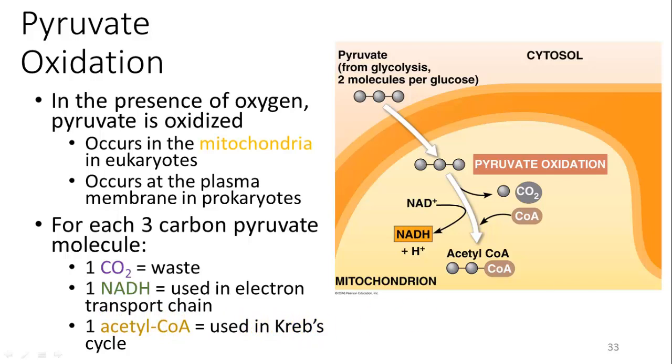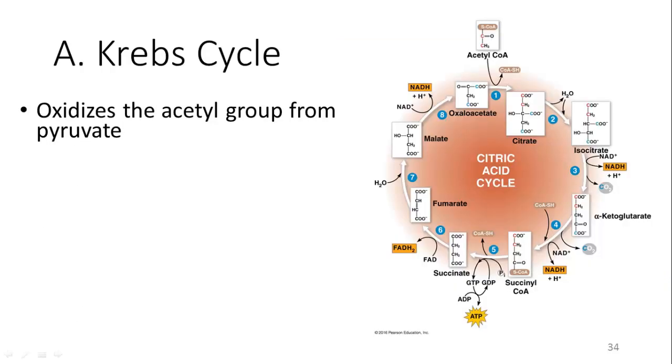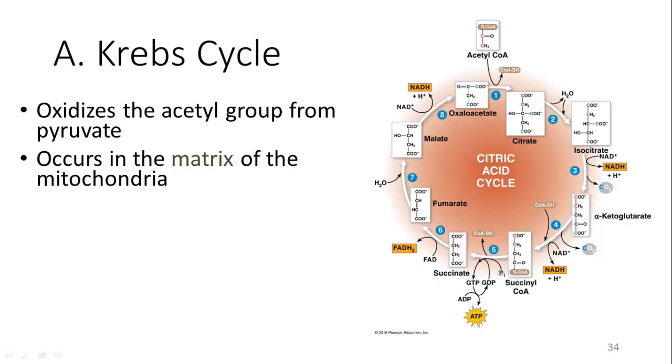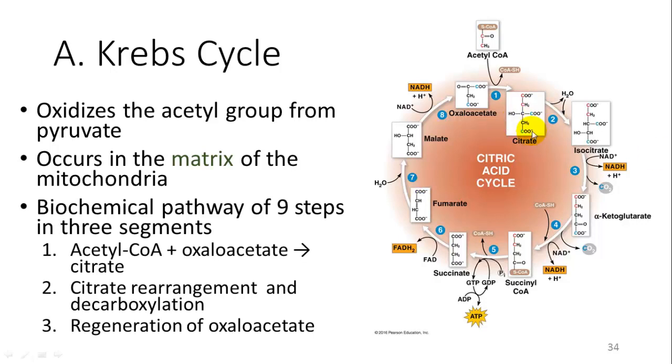So in the citric acid cycle, you have that acetyl group oxidized from pyruvate. This occurs in the matrix of the mitochondria, and there are 9 steps. We aren't going to go over all the details and the enzymes and everything used, but just know these 3 major parts. The first part is acetyl-CoA is added to oxaloacetate, which is a 4-carbon molecule, and a 2-carbon molecule, to make this 6-carbon citrate. And so this is also known as citric acid, and that's why it's called the citric acid cycle.